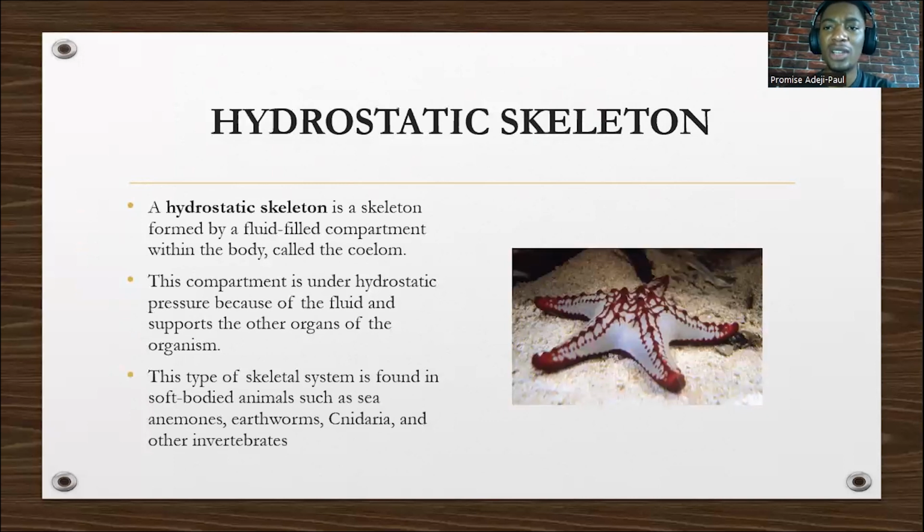So what is the hydrostatic skeleton? A hydrostatic skeleton is a skeleton formed by fluid-filled compartments within the body called a coelom. Inside the body of organisms that have a hydrostatic skeleton, there is a space filled with fluid. This compartment is under hydrostatic pressure because of the fluid, and it supports the organs of the organism.